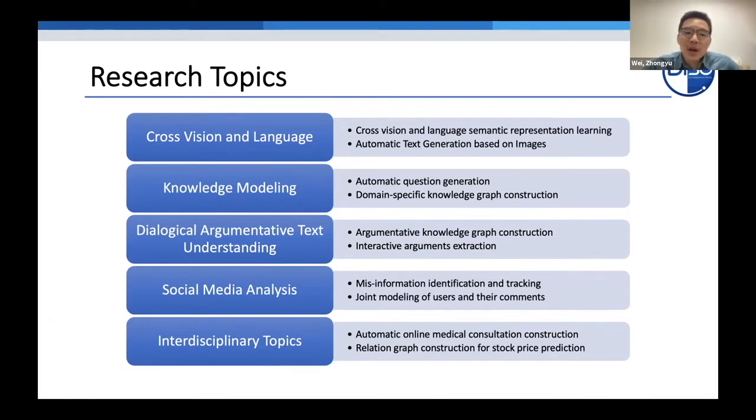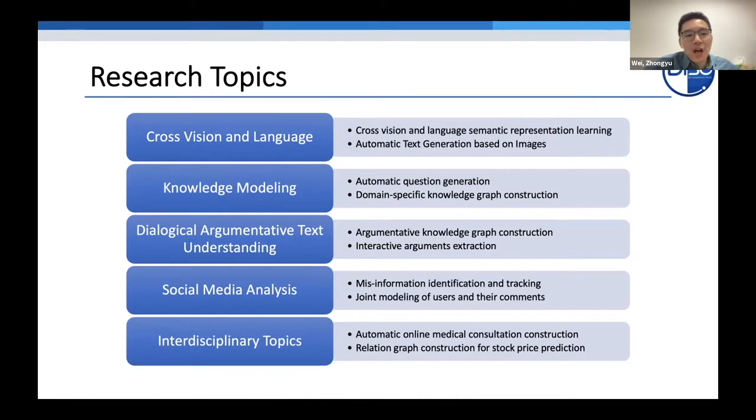The second one is knowledge modeling. Nowadays, knowledge graph is very popular. We want to construct the domain-specific knowledge graph automatically, and also questioning is very important to artificial intelligence, so we are developing such technologies, automatic question generation.